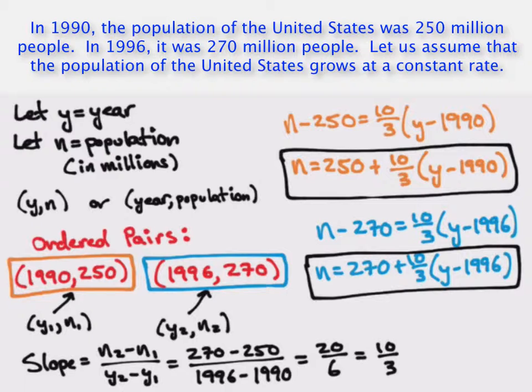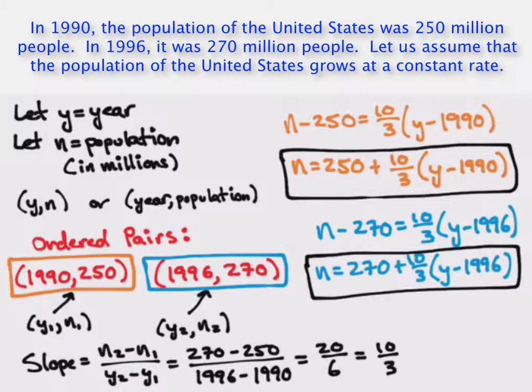Why? Because it really tells a nice story, and it's pretty easy to interpret. For the one in orange, in the year 1990, the population was 250 million, and it grew at a rate of 10 million people every 3 years. Or for the one in blue, in 1996, the population was 270 million, and of course, it grew at a rate of 10 million people every 3 years.